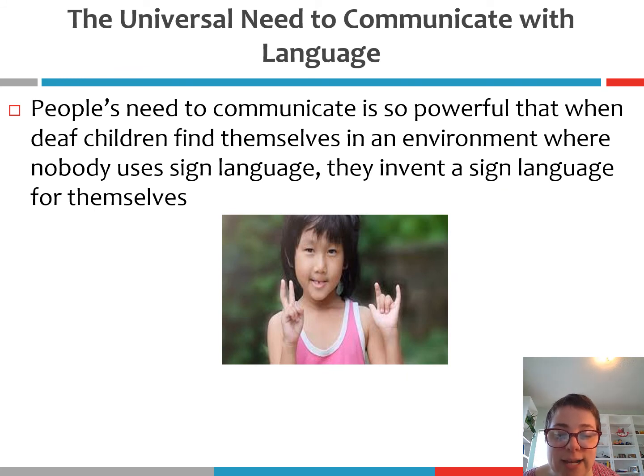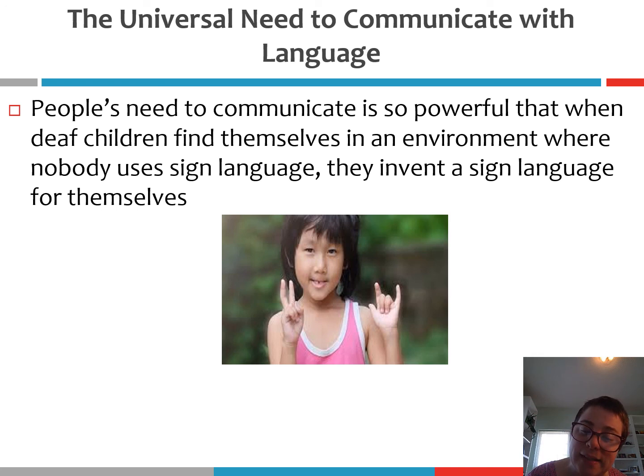Right, and so the last piece of evidence that goes against Skinner's operant conditioning account is if we look at populations primarily in developing countries that don't have good resources for individuals with hearing impairments, right? As you saw in the video with Susan Goldin-Meadow, psychologists and linguists who have worked with these populations find that children who don't have access to American Sign Language or to speech pathologists to teach them ASL have an innate need to communicate that is so powerful that when deaf children find themselves in an environment where nobody uses sign language, they invent a sign language for themselves, right?